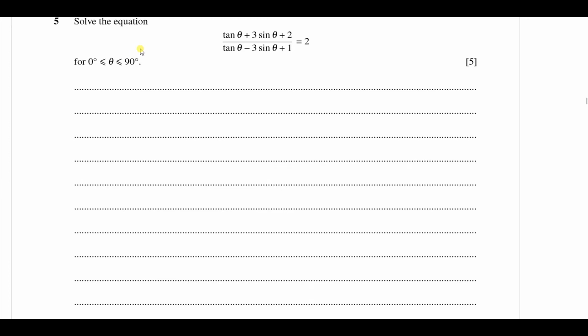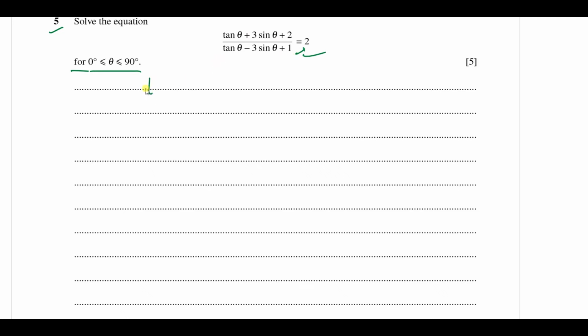Now the question number 5. Question number 5 is: solve the equation for theta in between 0 and 90 degrees. So we can see there are tan theta and sin theta. First of all, we will do cross multiplication so that we can get everything in a linear form.